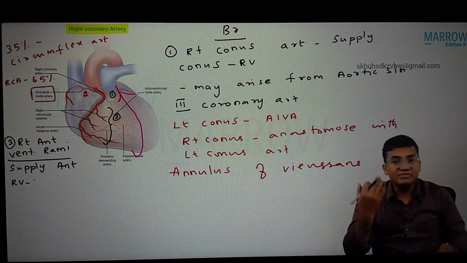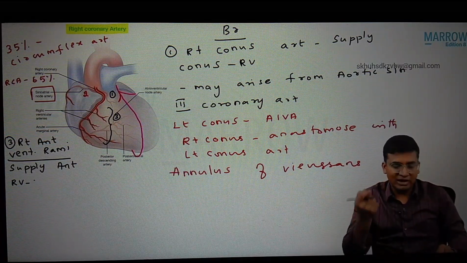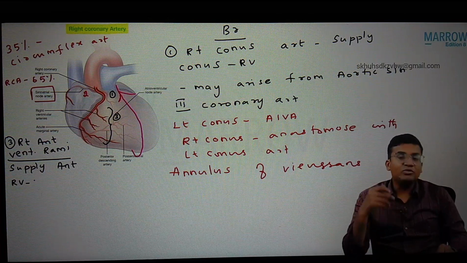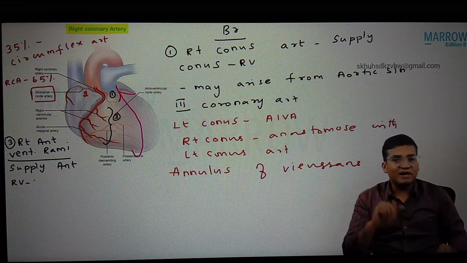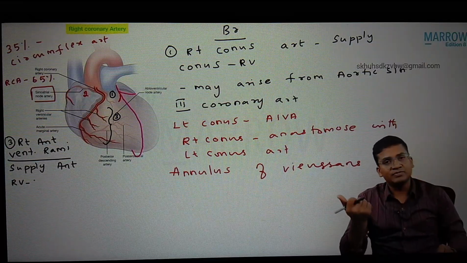Again, we have many branches. Rami is the plural form, ramus is the singular form. So, in the right anterior ventricular rami, we have numerous branches coming from the right coronary artery. They supply the anterior surface of the right ventricle.